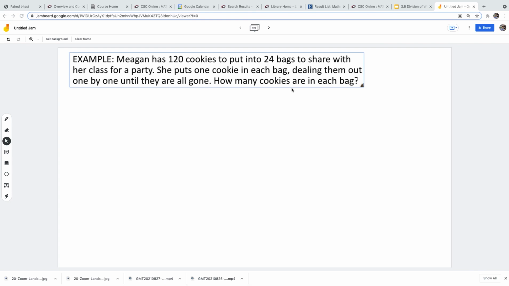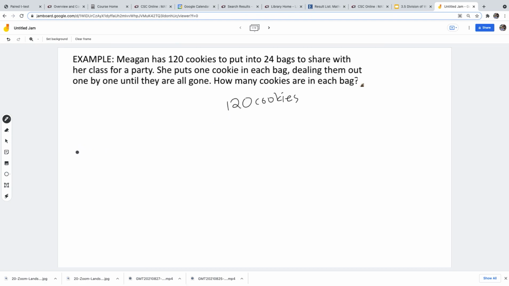Okay, so Megan has 120 cookies to put into 24 bags. So we know that Megan has 120 cookies. Let me write down 120 cookies here. If you have 120 cookies and 24 students, I think it's a really good situation so they can relate to that. You can always change the numbers here, cookies and bags, to how many students you have, right? So we can make 24 bags by partitioning 120 cookies.